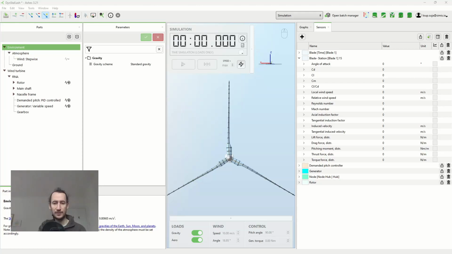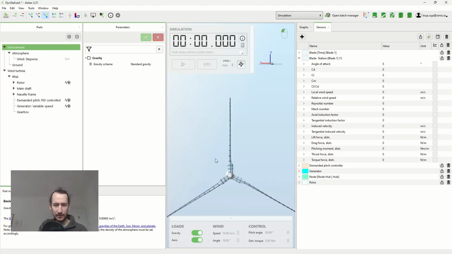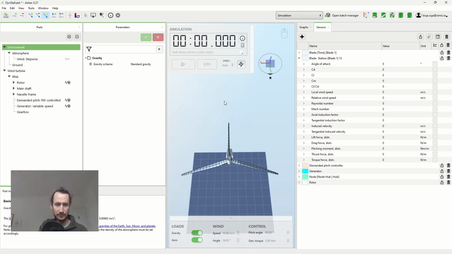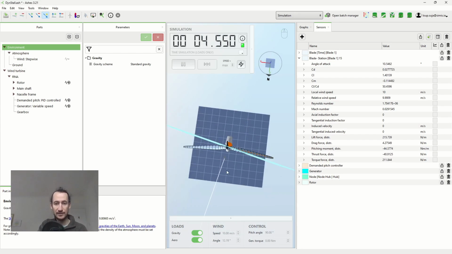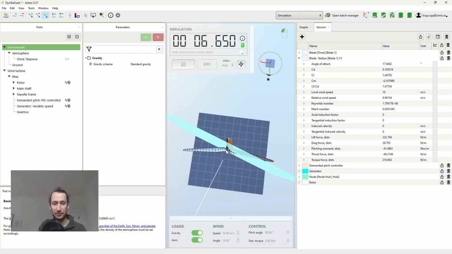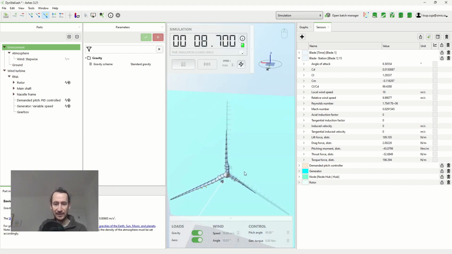This video is going to be about stall on wind turbine blades, and for this we're going to look at this model here. Nothing is moving, so the blades are still, but they're pitched 90 degrees, and the wind is actually the one that is rotating, so that's going to create a change in the angle of attack.